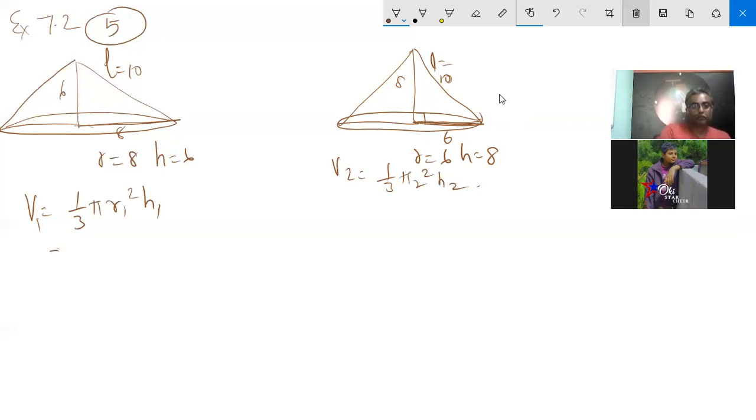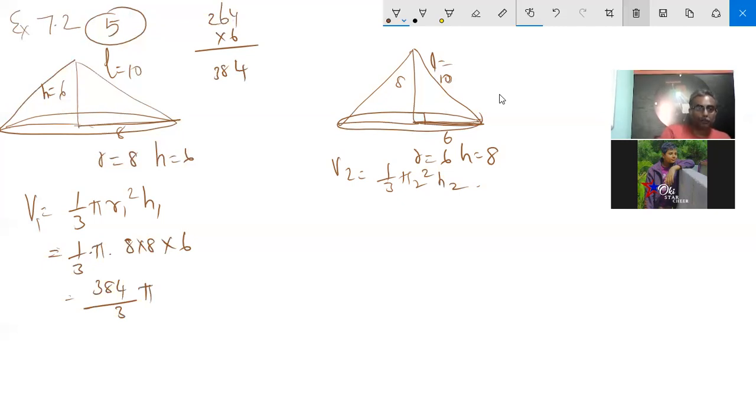Now what you have to do, 1/3 into pi into R1 squared, which is 8 into 8. H is equal to 6, into 6. 8 into 8, 64. 64 into 6, how much? 4 sixes are 24, 6 sixes are 36, 38. So that is equal to 384 by 3 pi. And 3 will go once, in 8 it will go twice, in 24 it will go 8 times. So this is 128 pi. I am not removing pi. There also you can remove the same thing.